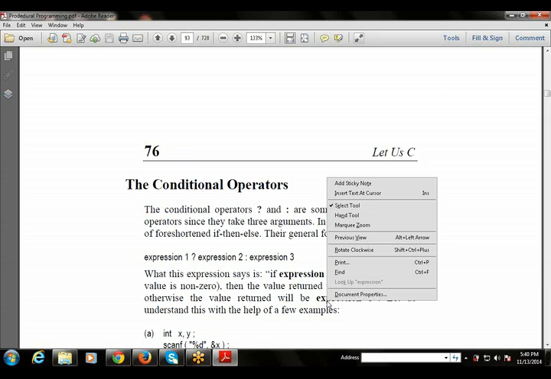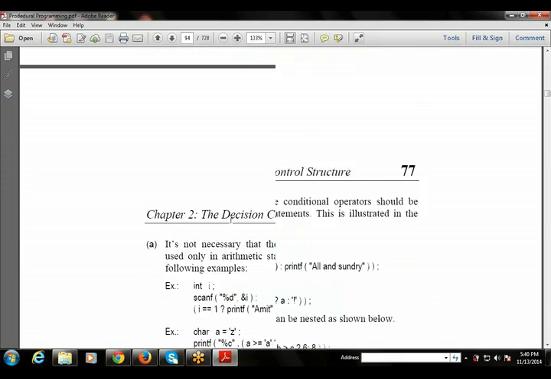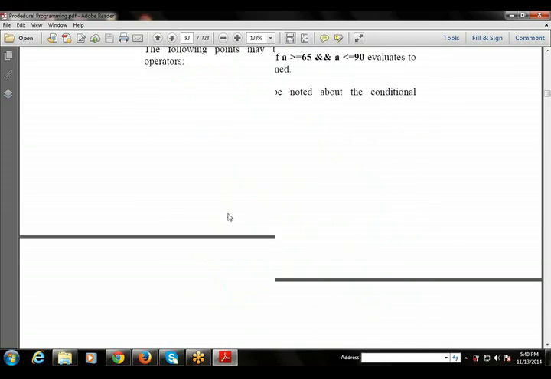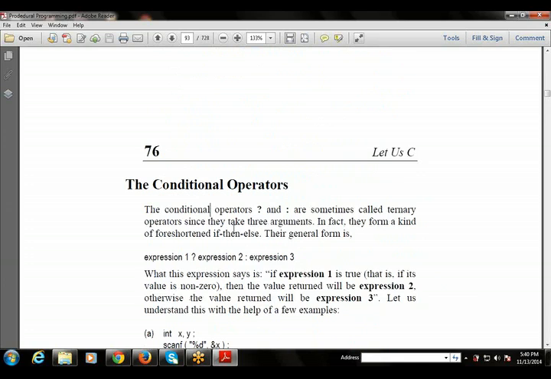Next is the conditional operator. This is the next operator that will be used. The conditional operator is denoted by the question mark and the colon. This is the conditional operator; the question mark and colon are sometimes called ternary operators, T-E-R-N-A-R-Y.